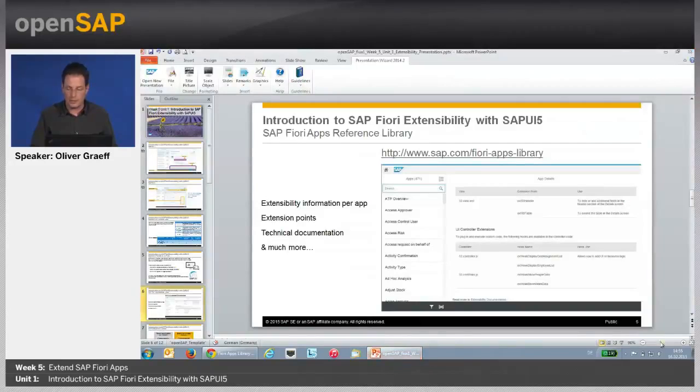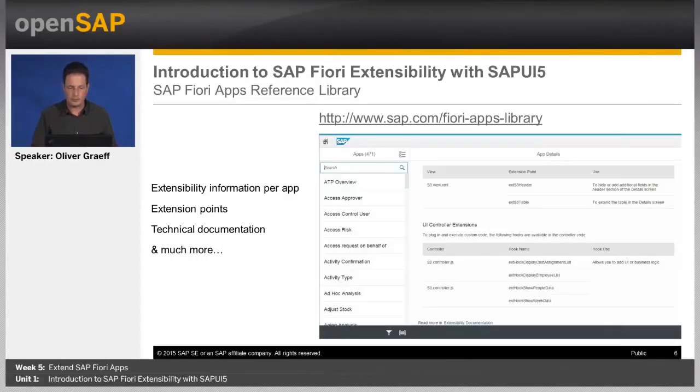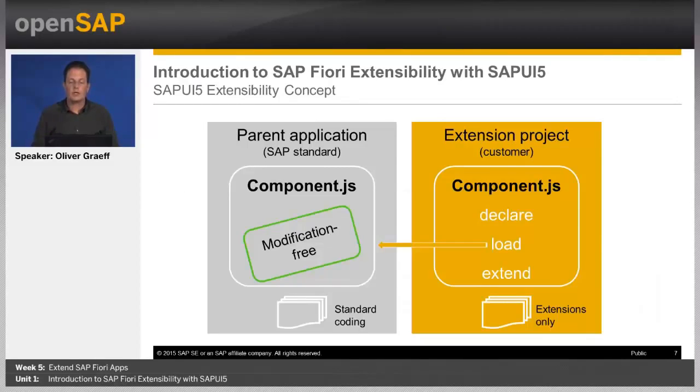So let's go back to my slide and see what the concepts in SAP UI5 are to handle the standard application versus the custom application. You can see here on the left is the SAP standard application with the standard coding, and we want to leave that untouched. On the right, we have an extension project. We're going to create this extension project with SAP Web IDE. The extension project contains only your extensions, nothing else. It's not a copy, it contains only the delta to the SAP standard delivery.